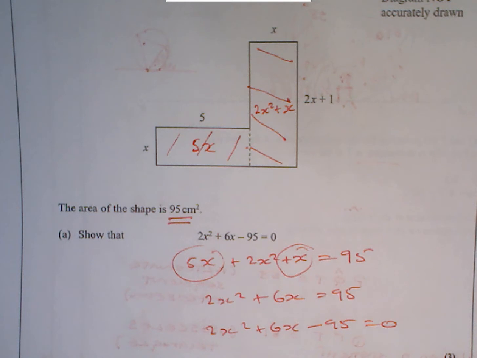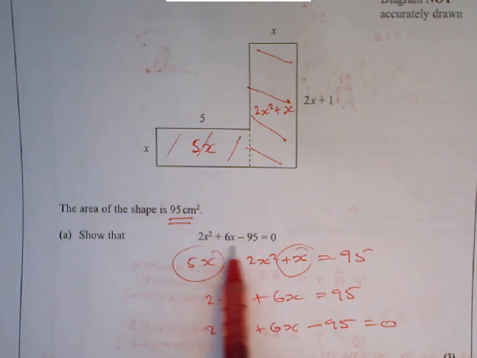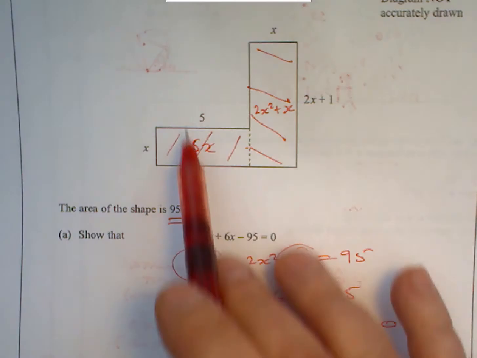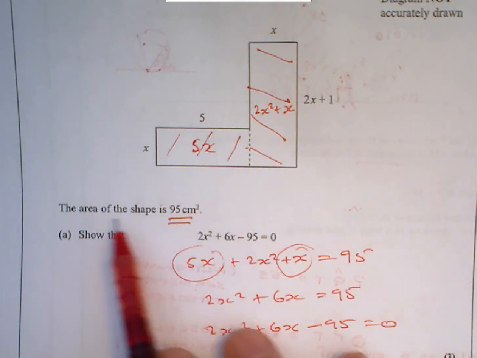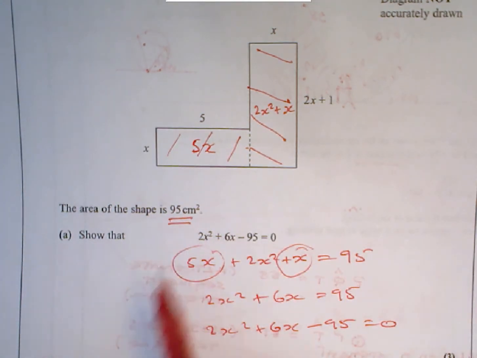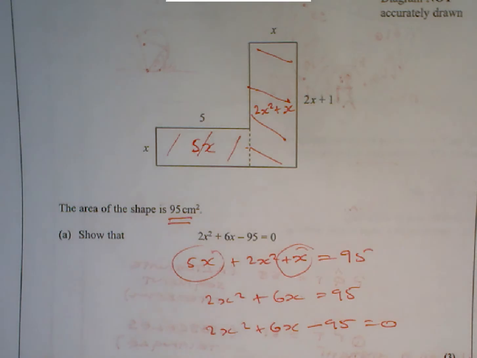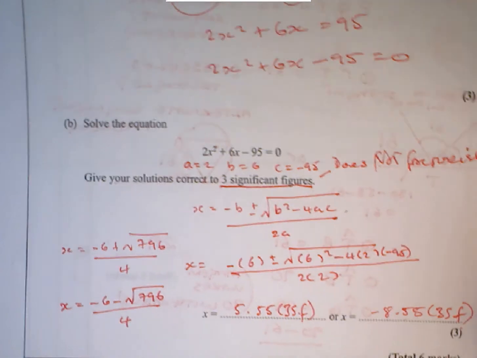Now, in this question, we've got to show that we can derive this quadratic equation from the information given here about the lengths and the fact that the total area is 95. Now, this is very often a difficult, quite common question, but the first bit is more unusual than difficult. But even if you can't do the first bit, I want to point out that you can definitely do the second bit.